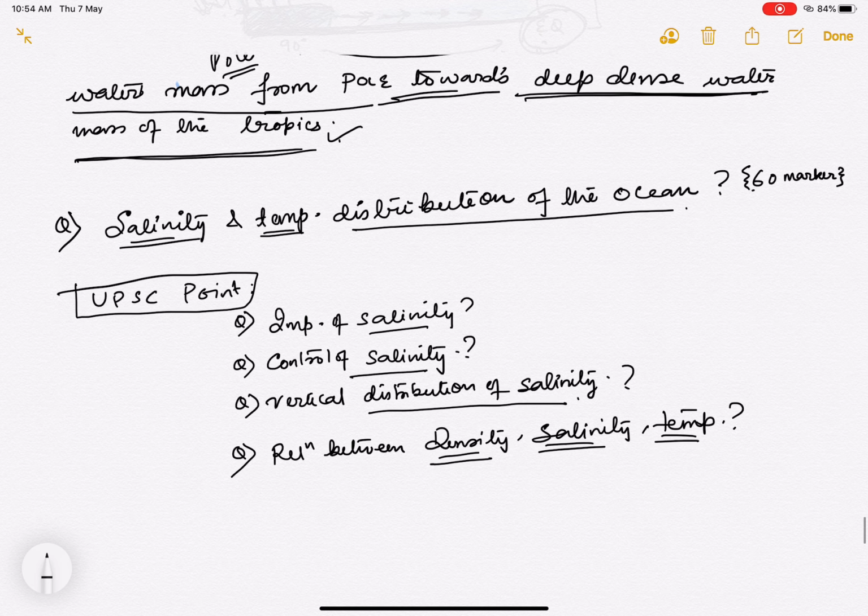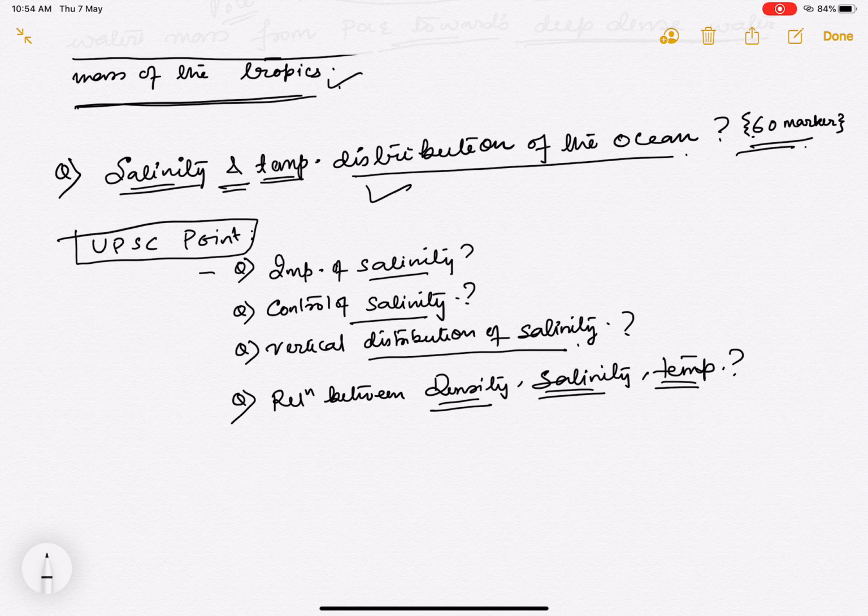Next, these are some of the possible questions. One is salinity and the temperature distribution of the ocean. Next, from the UPSC point of view, we can have such questions: importance of salinity, control of salinity, vertical distribution of salinity, or the relation of density, salinity, and temperature. Each of these could be a 10 marker question.